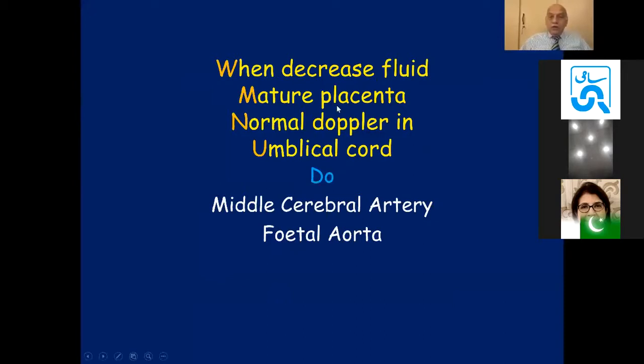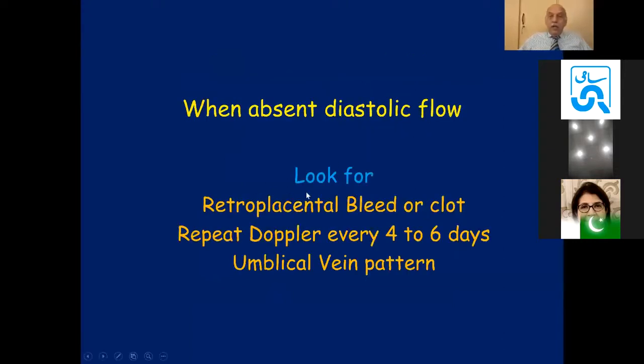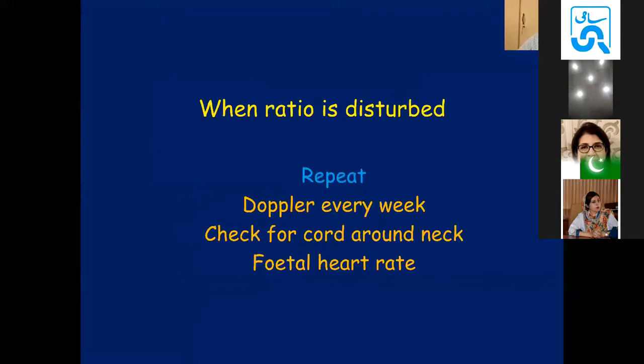When there is decreased amniotic fluid, mature placenta, grade 3, normal Doppler in the umbilical cord, the middle cerebral artery and fetal artery Doppler becomes mandated. When there is absent diastolic flow, look for retroplacental bleed or clot. Repeat Doppler every 4 to 6 days and look for the umbilical vein pattern. This is very important because sometimes when the placenta is at the back of the fetus, we might not see the complete view of the placenta. And if there is a retroplacental clot, we may easily miss it. But Doppler can pick up absent diastolic flow, and that is something very significant.